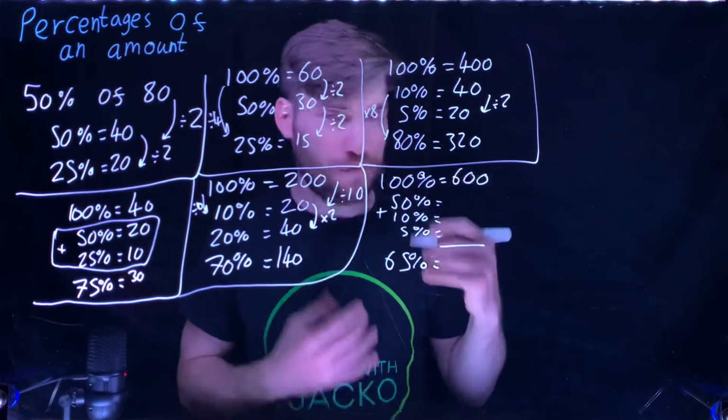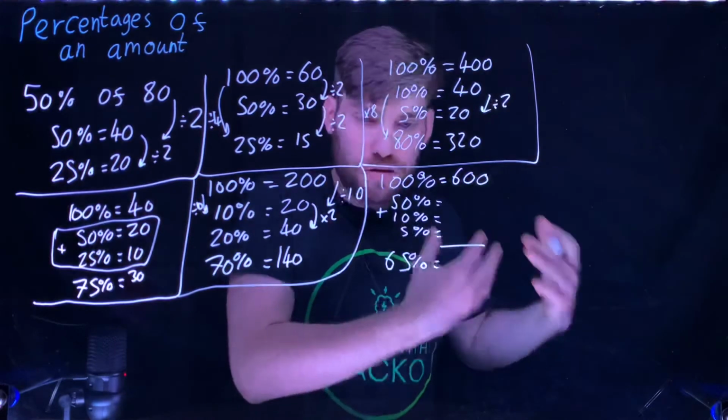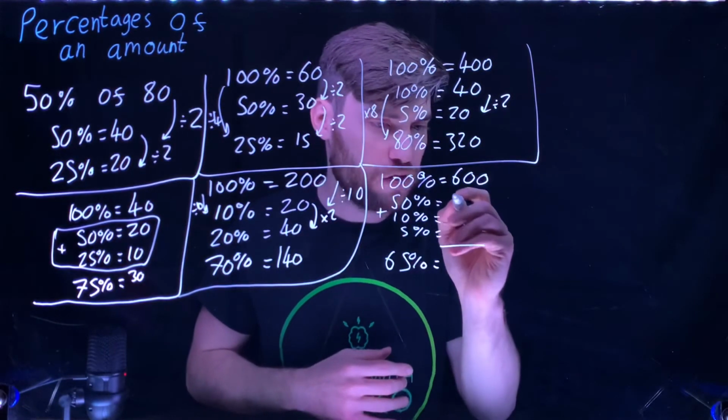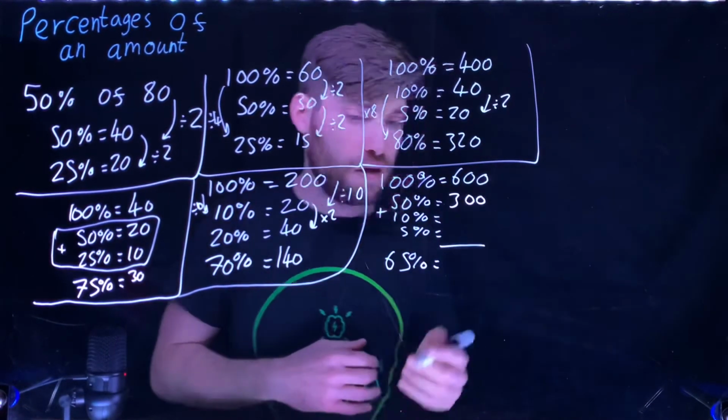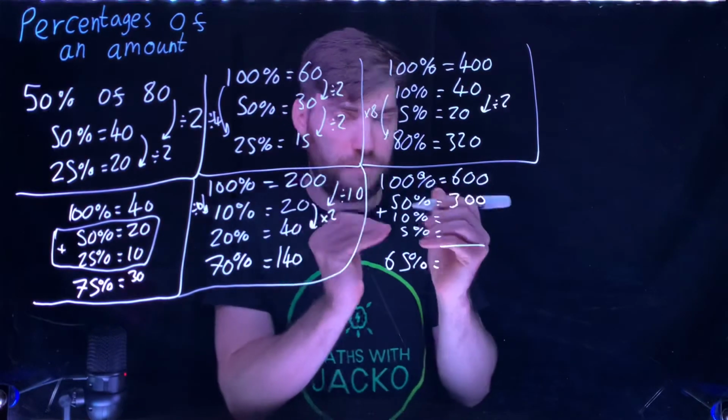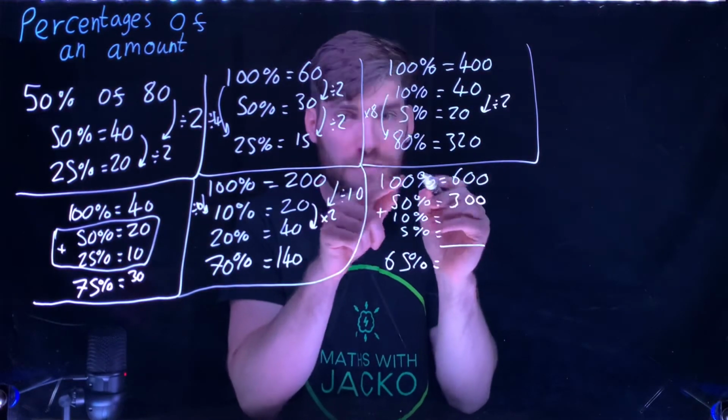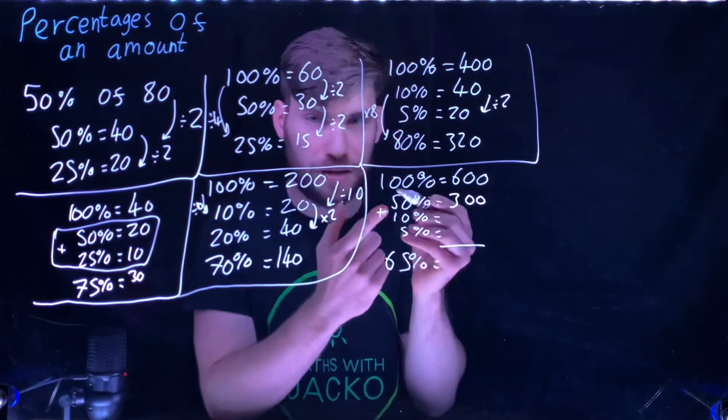Right, 50%. Well, 50% is half of 600. So we do 600 divided by 2, which is 300. And then to get 10%, well, you can just go straight from 100% divided by 10, or how many 10s are going into 50? 5.